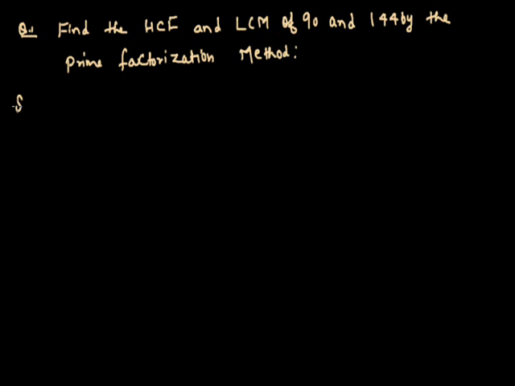Now solution for this. We have to find the prime factorization of 90 and 144. So 90 is equal to 2 multiplied by 3 square multiplied by 5, and 144 is equal to 2 to the power 4 multiplied by 3 to the power 2. Now we have to find the HCF and LCM.